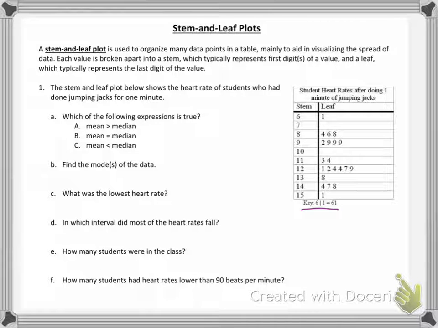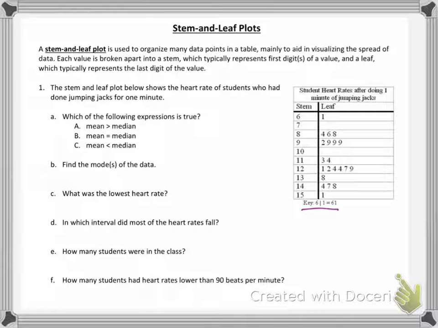So we're going to look at a couple of examples here, do some basic interpretation, and talk about some key points. You've got your stem and leaf plot. Question A says, which of the following expressions is true? Option A is mean is greater than median, the second option is mean is equal to the median, or the third, mean is less than median. It looks like we're going to have to find both the mean and median and figure out which is true.